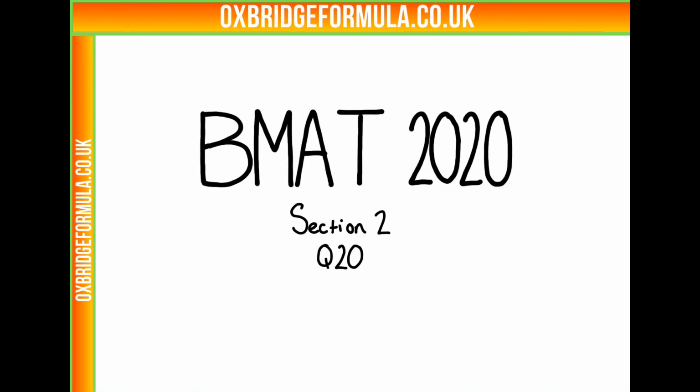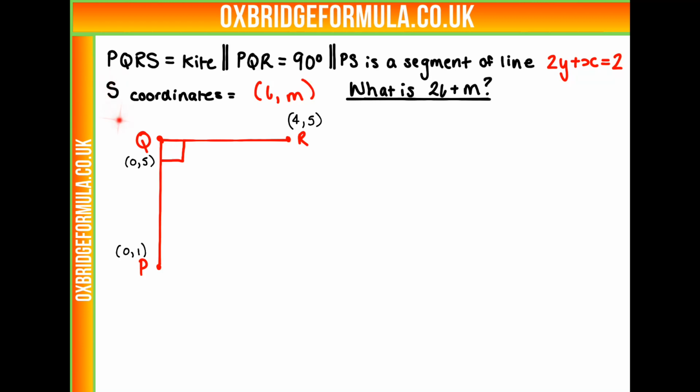In this video, we're looking at BMAT 2020, Section 2, Question 20. We're told we have a kite, which is PQRS. The angle PQR is 90 degrees, and PS is a segment of the line 2y + x = 2. We're told that S's coordinates are (L, M), and we need to work out what 2L + M is.